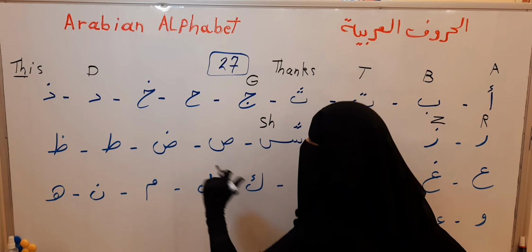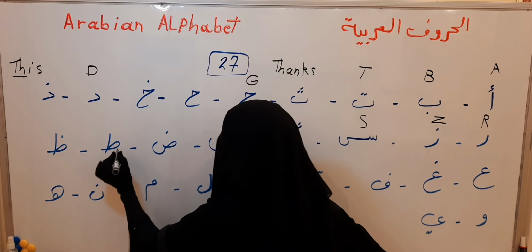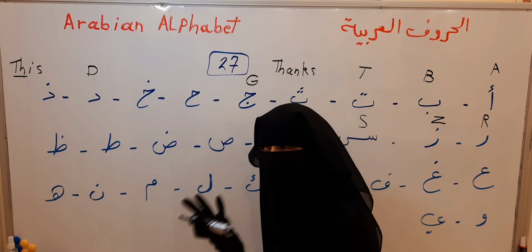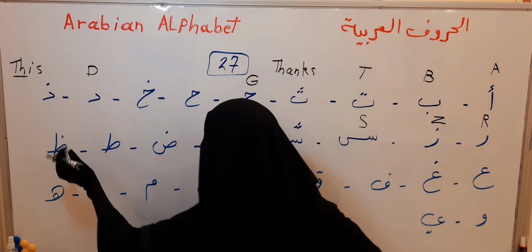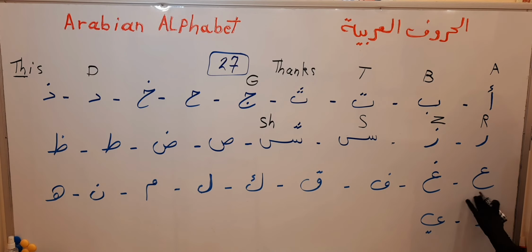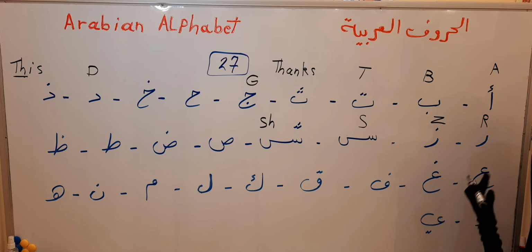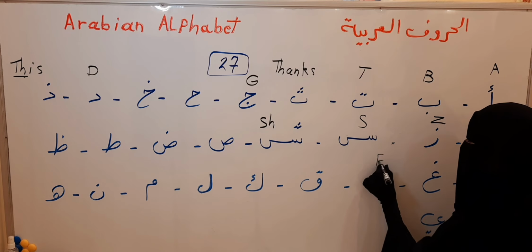Dad, nothing in English. Ta, it is somehow strong T. Za, nothing in English. Ain, A, nothing in English. Ghain, G, nothing in English. Fa, like F.